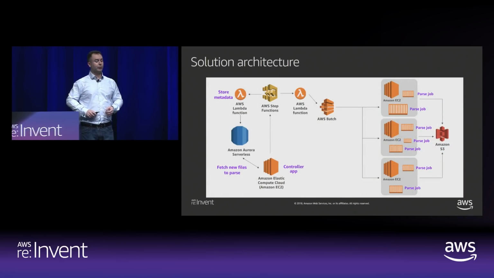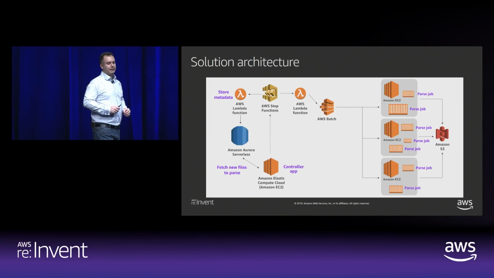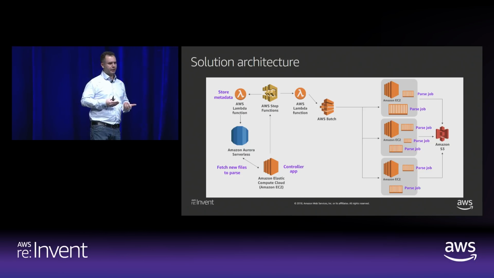So let's have a look at their solution architecture. How did they actually do this? So you can see that it's a combination of step functions, Batch, and Aurora Serverless. And step functions and Batch pair pretty nicely. We'll see it actually a couple times in this presentation.